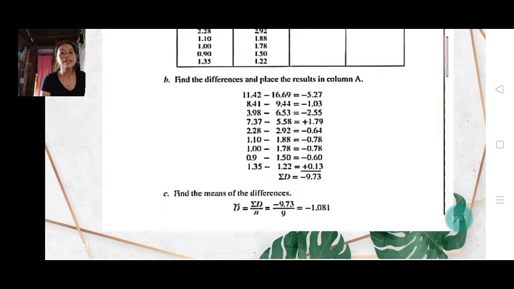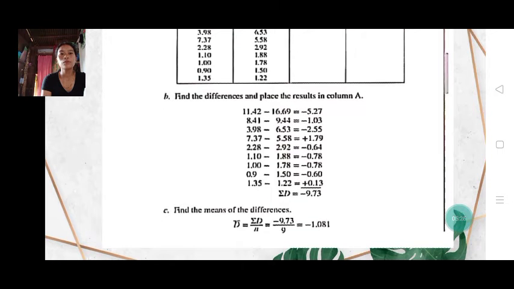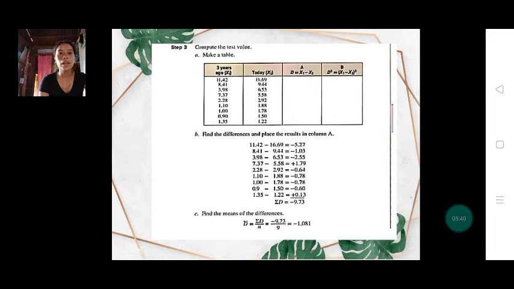So the formula for finding the mean of the differences is the mean of the difference equals the summation of the differences over n, which we then substitute. The summation of the differences is what we got earlier, 9.73. Then n is the number of banks. As you can see in the table, 1, 2, 3, 4 up to 9 banks with their deposits 3 years ago and today. So 9, which is equal to negative 1.081.